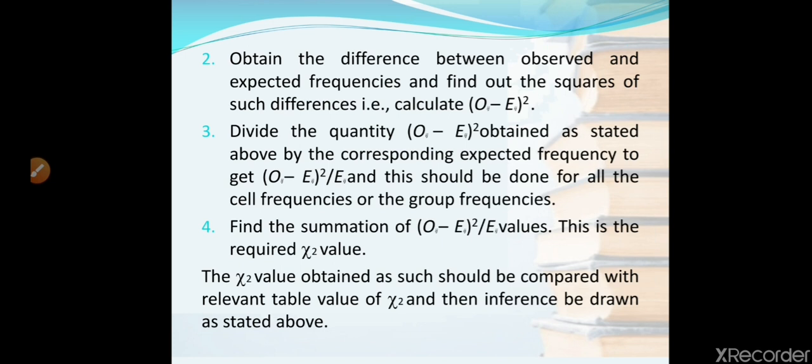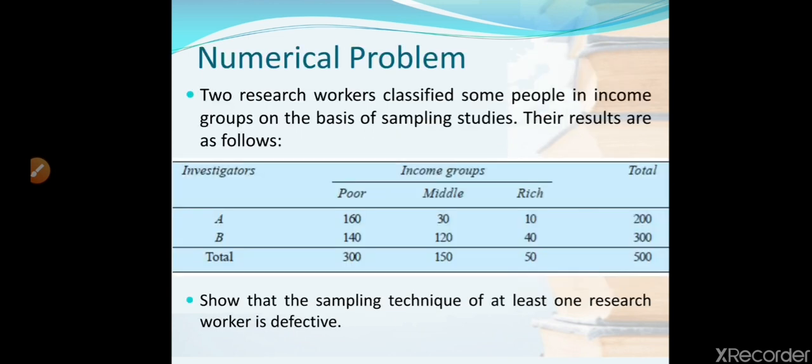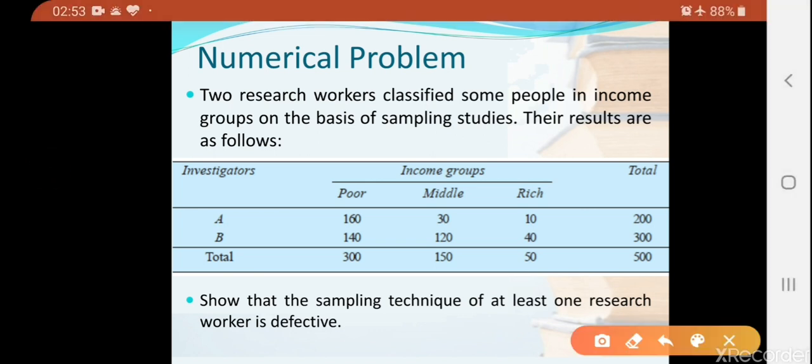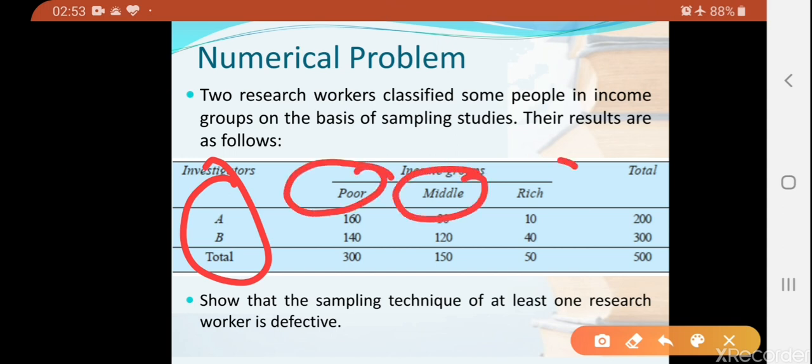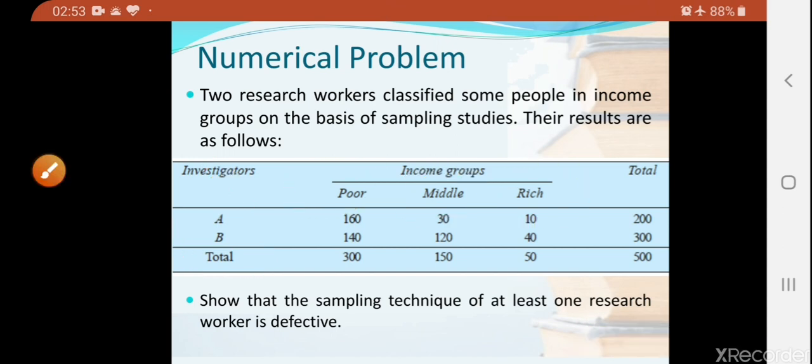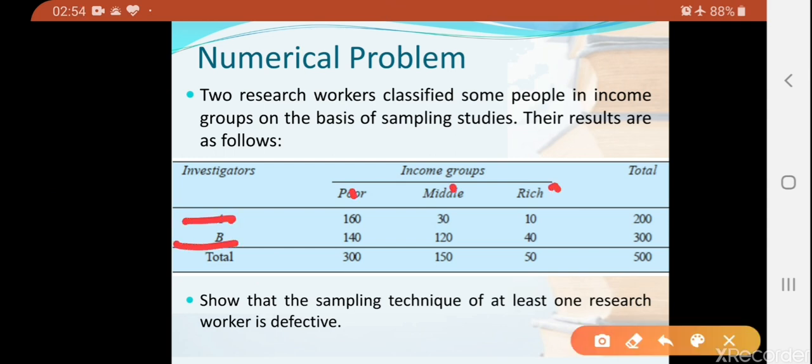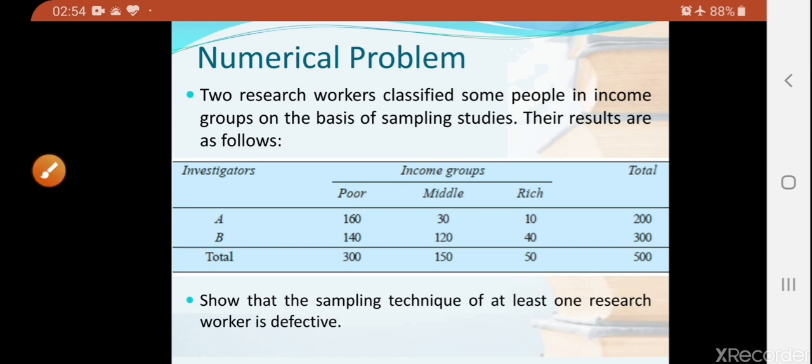Again we will move on with an example. Two research workers classified some people into income groups on the basis of sampling studies. Their results are as follows. Here two investigators are there for whom data is given, and each investigator has studied three groups. It means in this data we have columns 1, 2 and 3 and rows 1 and 2. So this is the contingency table.